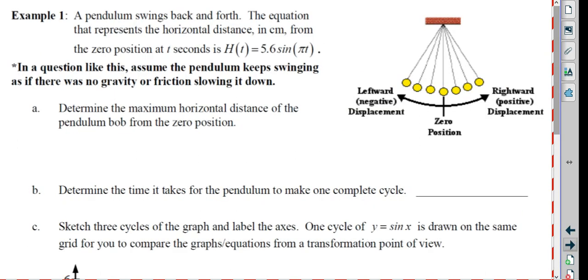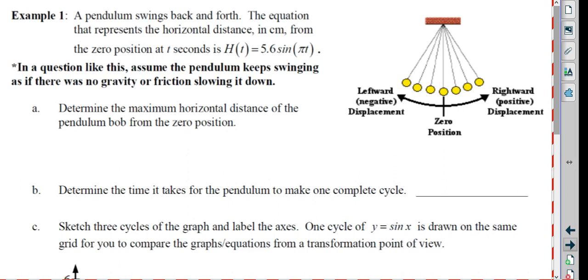A pendulum swings back and forth. The equation that represents the horizontal distance in centimeters from the 0 position at t seconds is h of t equals 5.6 sine pi t. In a question like this, assume the pendulum keeps swinging as if there was no gravity or friction slowing it down. If there were no gravity, there'd be no swinging pendulum. So say a frictionless pendulum, right? It's just going to keep swinging at the same rate forever.